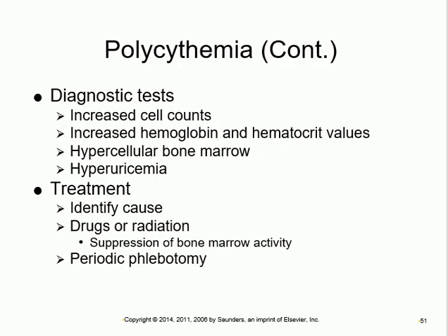How to diagnose? Count red blood cells, hemoglobin, see how the hemoglobin and hematocrit are doing, and examine the bone marrow. Treatment is not the most important, but this is something to read. Know what's the cause. You can use treatment like radiation.